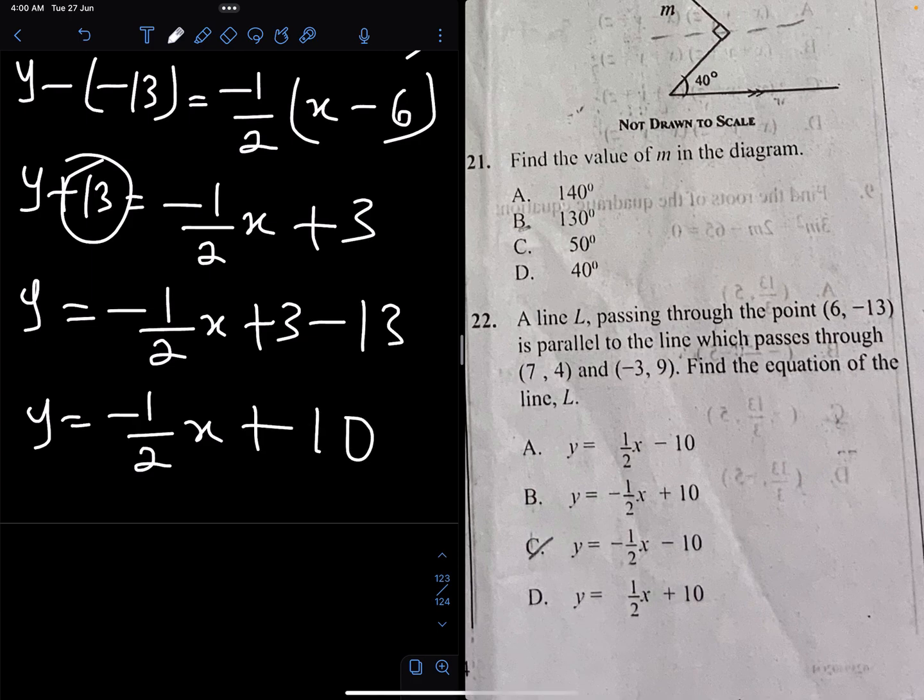And the correct option is B. That's B simply. Y equals minus 1 over 2x. Oh, that's not plus 10, sorry. 3 minus 13. It's funny how one can make very funny mistakes, you know, when you solve simple problems like this. All right, so the correct option is C, and that's y equals minus 1 over 2x minus 10.